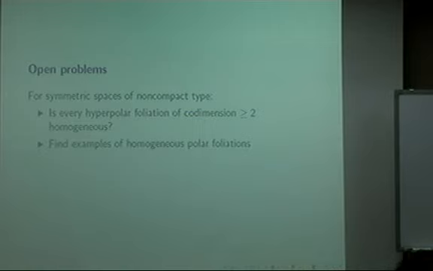Another question is to find more examples of homogeneous polar foliations. I described one example here. When we take the orbits of the horocyclic group n phi, this gives a polar foliation, which is in general not hyperpolar. But it's not clear to us what other homogeneous polar foliations there are. The hyperpolar homogeneous ones we can completely classify, but the polar ones, that's not clear to us at all. And then, of course, once you have the examples, you want to classify them.